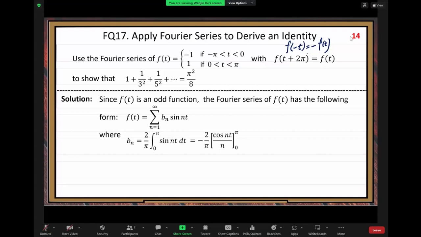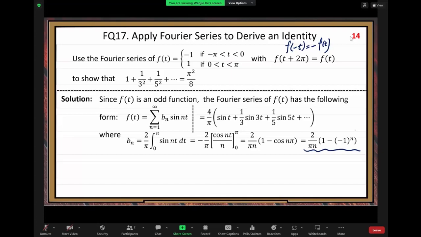So then you get this expression. You need to calculate it when n is even and odd. When n is even, it's 0, since 1 minus 1 is 0. When n is odd, inside the parenthesis the value is 2. So 2 times 2 is 4, giving 4 over pi n. All right. So then the Fourier series expansion is like this.